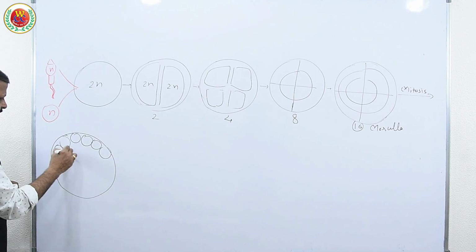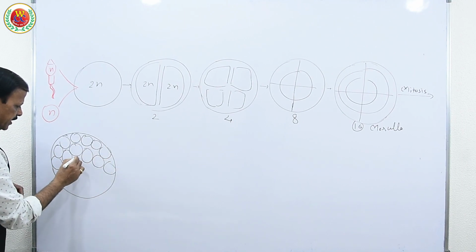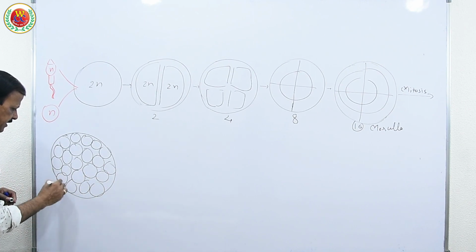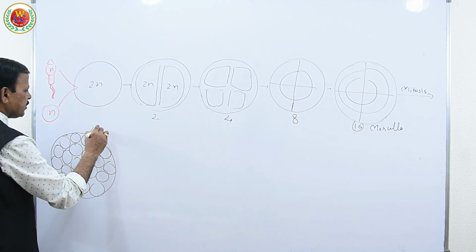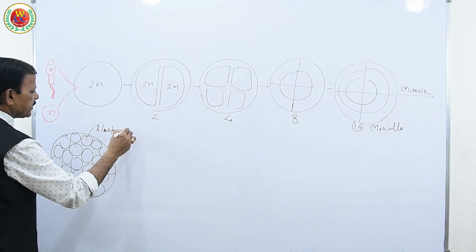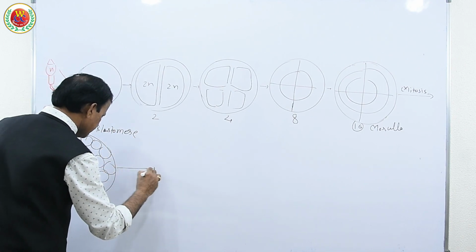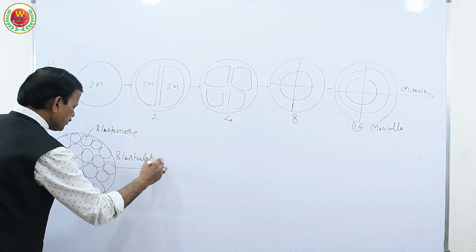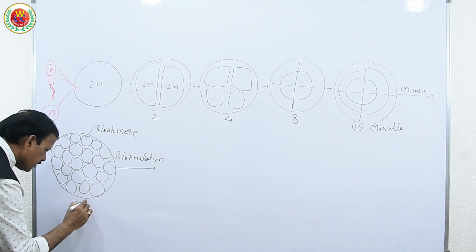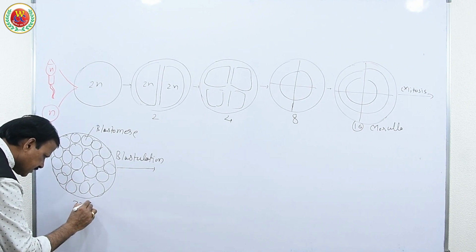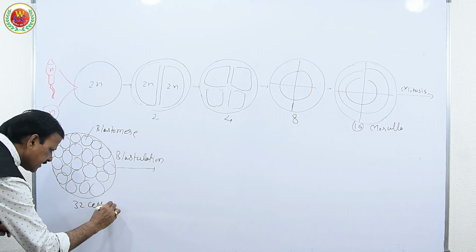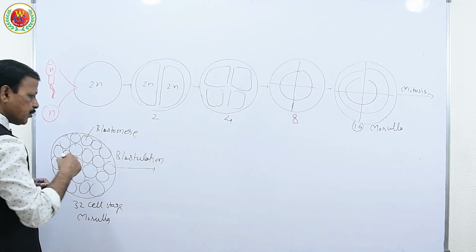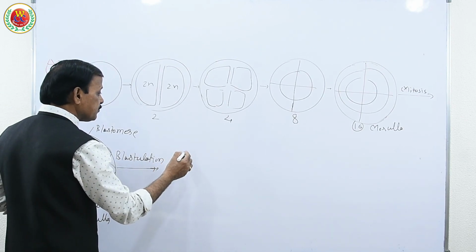Each cell of this stage is called a blastomere, because this stage undergoes blastulation. This is an embryo stage with 32 cells, which undergo rearrangement. The 32 cell stage is the complete morula. Now these cells undergo blastulation, that is, the arrangement of these cells to form the blastula.